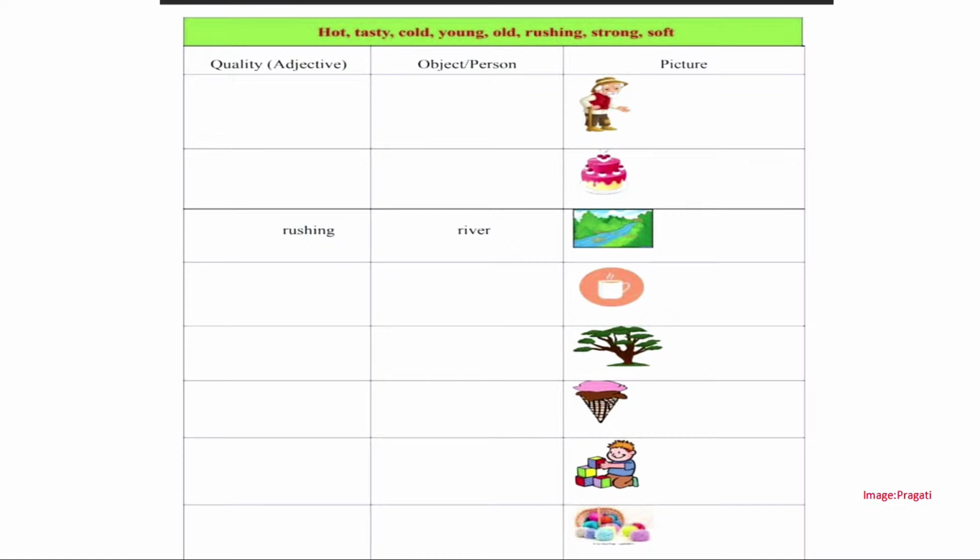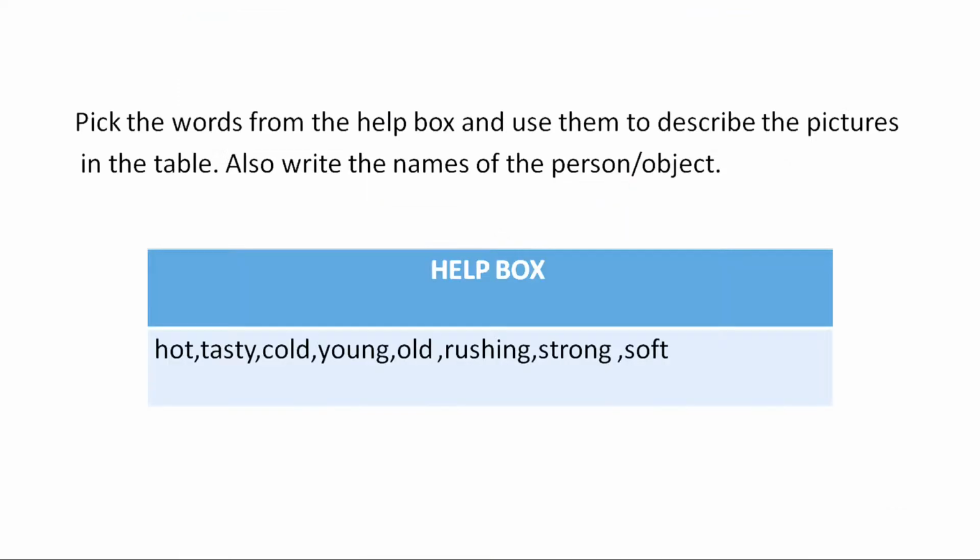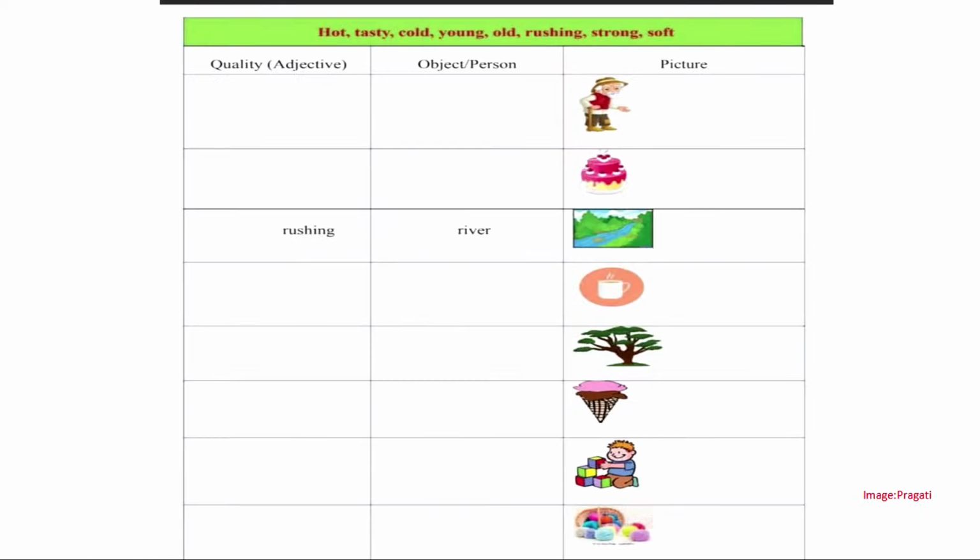Next you can see a tree. So for the object we can write the tree. So what kind of a tree could it be? It could be a strong tree. Yes, a strong tree. Next is ice cream. Tasty. Or cold. Cold, great. So you can use a couple of adjectives for the same noun as per your requirement.